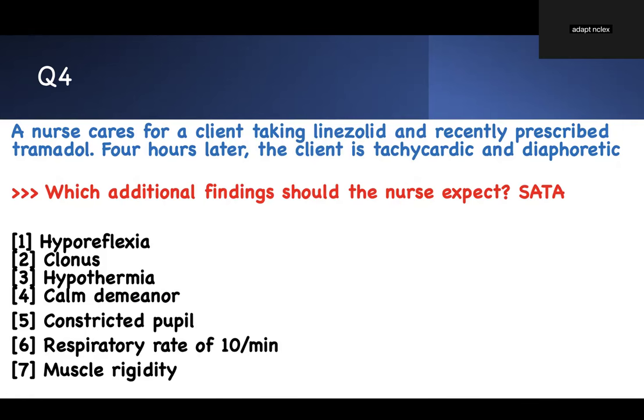Hyporeflexia, clonus, hypothermia, calm demeanor, constricted pupil, respiratory rate of 10, and muscle rigidity. Tachycardia, diaphoretic, taking two serotonin agents. Stop the video. Something should ring in your ear and say, hey, this is what? Serotonin syndrome. The patient has serotonin syndrome.